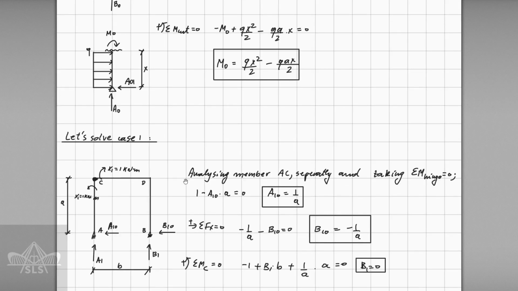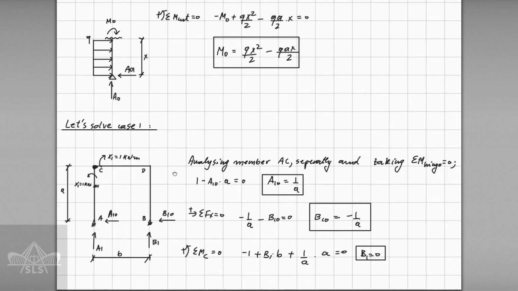Next, let's continue to solve for case 1, for which we applied the virtual bending moment at the node which we released. And if we analyze member AC separately and take the sum of bending moments at the hinge equal to 0, we are able to define the value of support reaction A10, which is as follows here. Next, we can take the sum of forces in X, and then we can determine the value of the other support reaction B10, which is going to be as shown here.